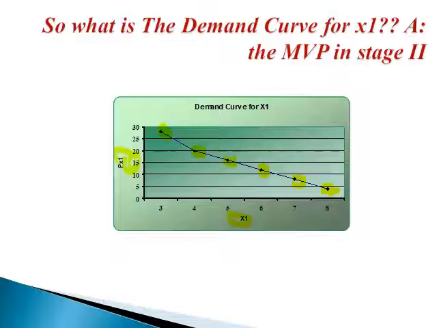So if you connect all these points, which are profit maximizing points or net returns maximizing points, this will be the demand curve of the variable input, or the VMP curve within stage 2, never on the borders of stage 2.